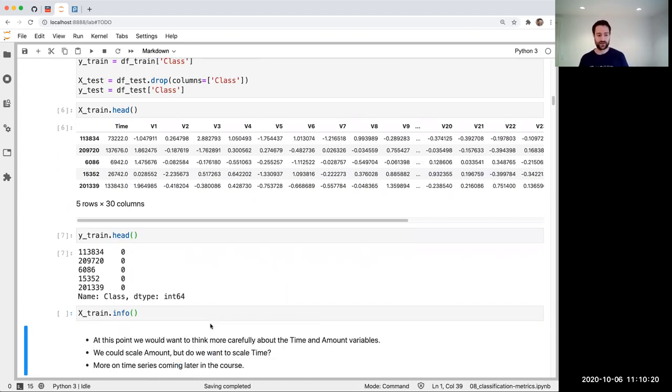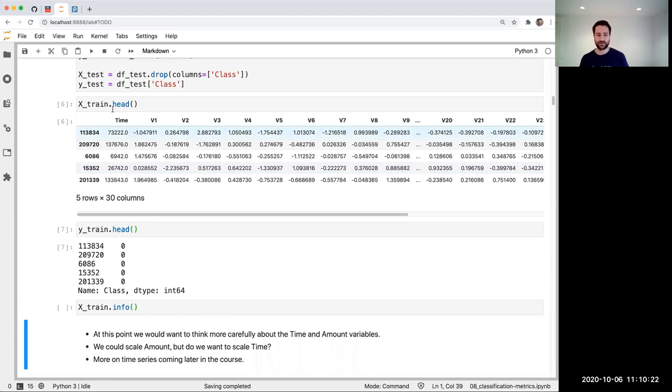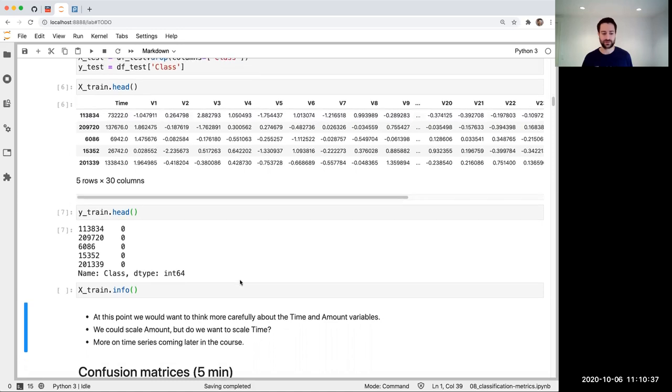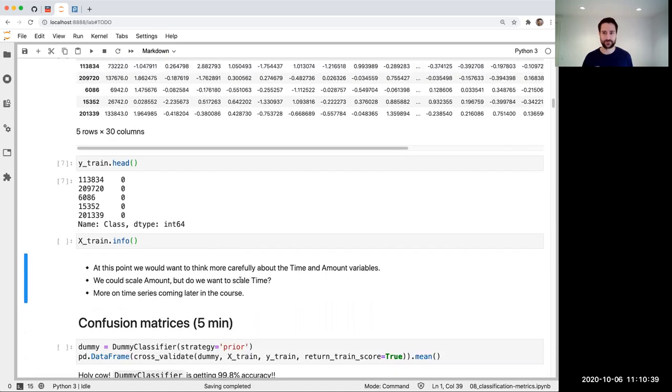And yeah, we need to think about this time variable. So like, do we want to scale time? Time is sort of a special feature, and we have a lecture on that later in the course. And so we're just going to not worry about it too much for now, and we'll come back to that later.